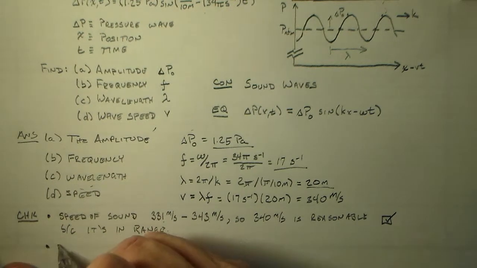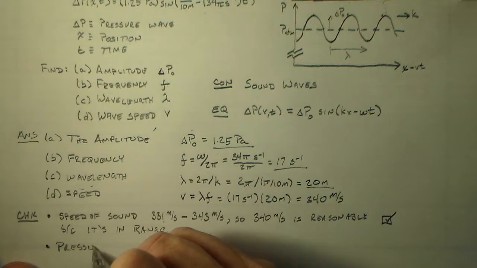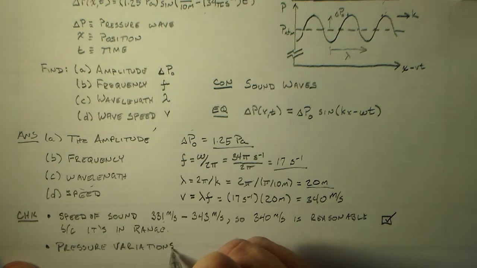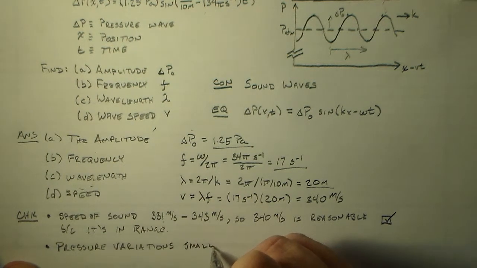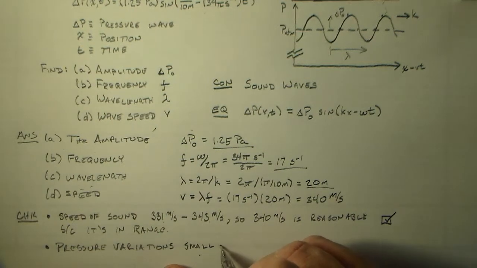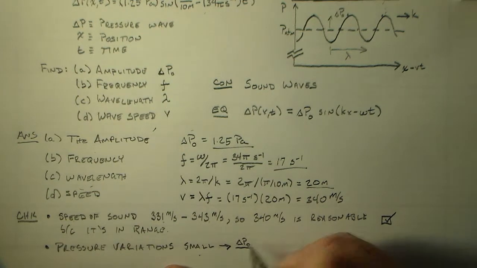Another check here might be the pressure variations are small. And what do I mean by small, right? Small is a relative term. You may have heard that before. You know, I am small compared to the rock, right? You are probably small compared to me for most of you, and definitely if we take the masses. So that means we have to figure out what this small means. Well, in this case, what I mean is the change in the pressure from atmospheric pressure is small, right?